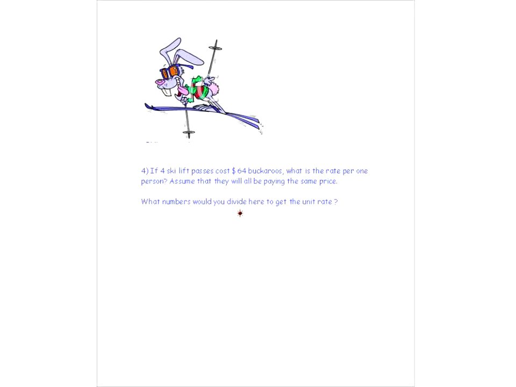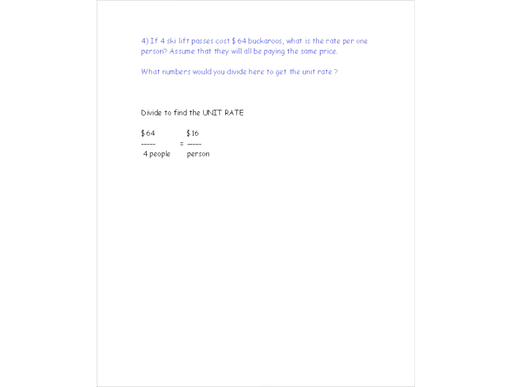So, the question for you guys, what numbers would you divide here to get the unit rate? Okay, well you would have to divide the $64 per 4 people by 4 people, and when we do the division of 64 divided by 4, we're going to get $16 per one person, and that there is a unit rate. $16 per person is a unit rate. So that's all we have to do for this one. Not too bad, eh?